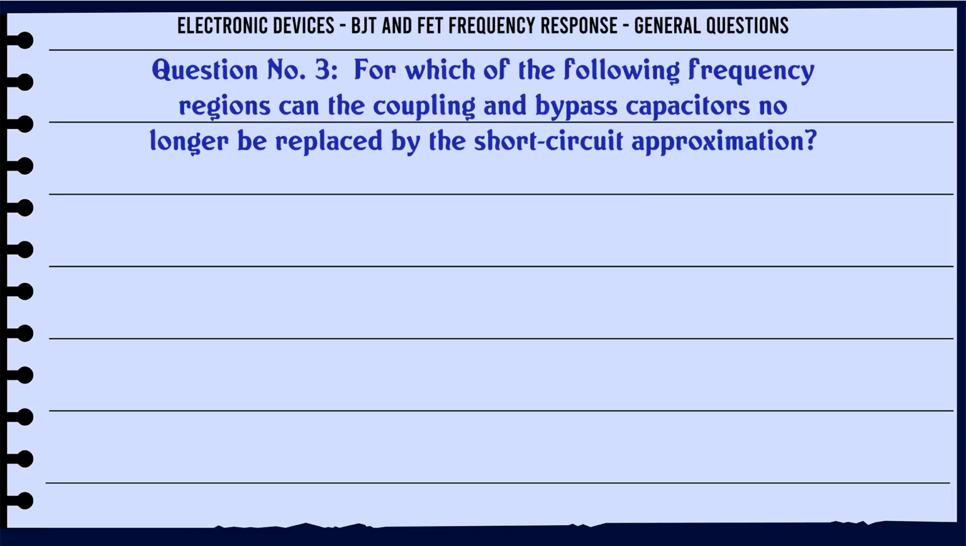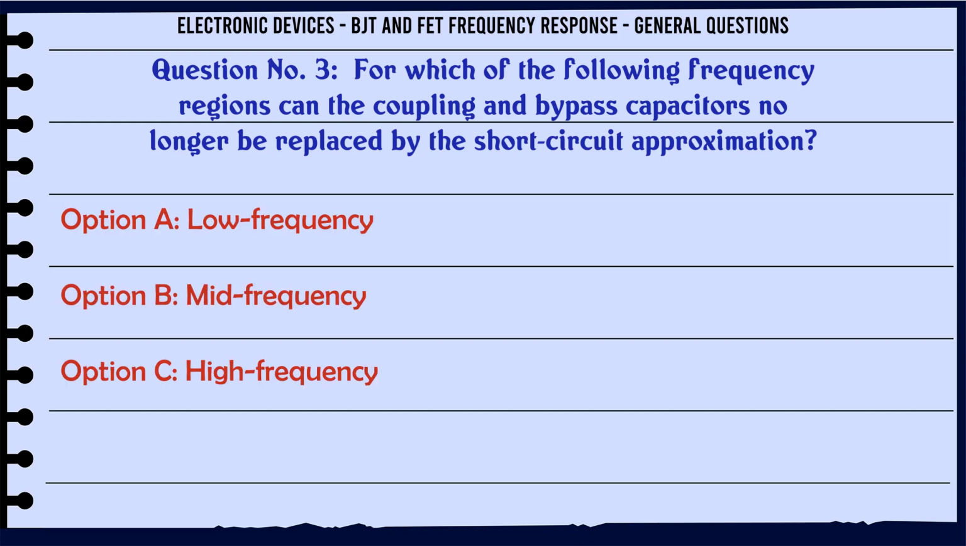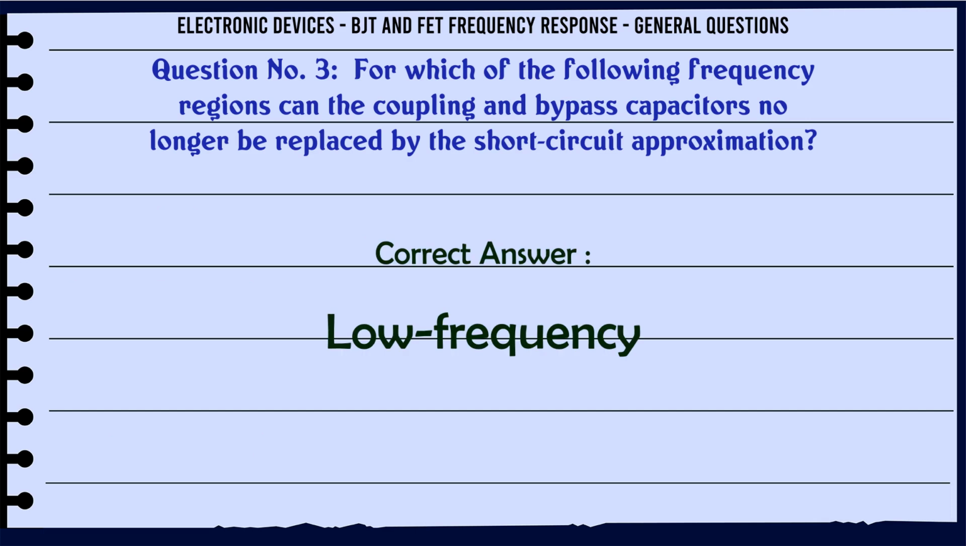For which of the following frequency regions can the coupling and bypass capacitors no longer be replaced by the short circuit approximation? A. Low frequency, B. Mid frequency, C. High frequency, D. All of the above. The correct answer is low frequency.